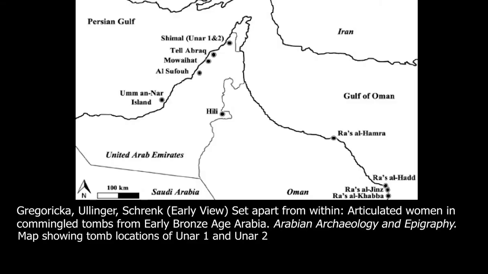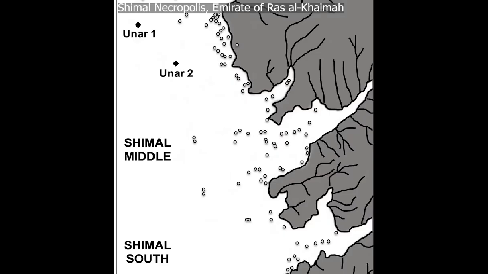When looking at other an-Nar sites around Arabia, such as Tel Abrak and Al Sufa, we found that fetuses were allowed to be interred with adults. Therefore, we hypothesized that at an-Nar 1 and an-Nar 2, this would also be true. We also hypothesized that an-Nar 1 would hold a greater number of fetuses and infant remains than an-Nar 2.